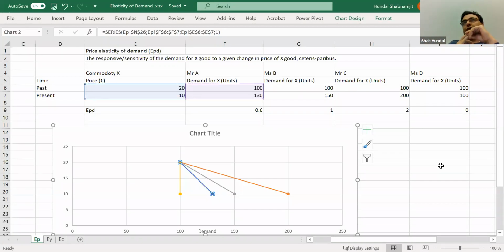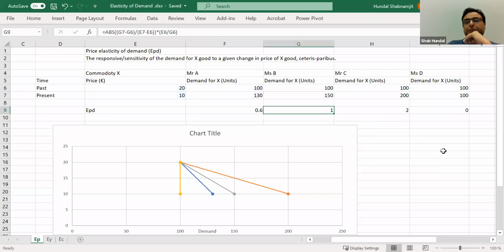If the coefficient is 0, then we say that the demand is perfectly inelastic, not at all a change in the demand. And if the change in the demand is massive, mammoth, so big that it cannot be measured, so much so that the change in the demand is infinite, then we say that the demand is perfectly elastic.